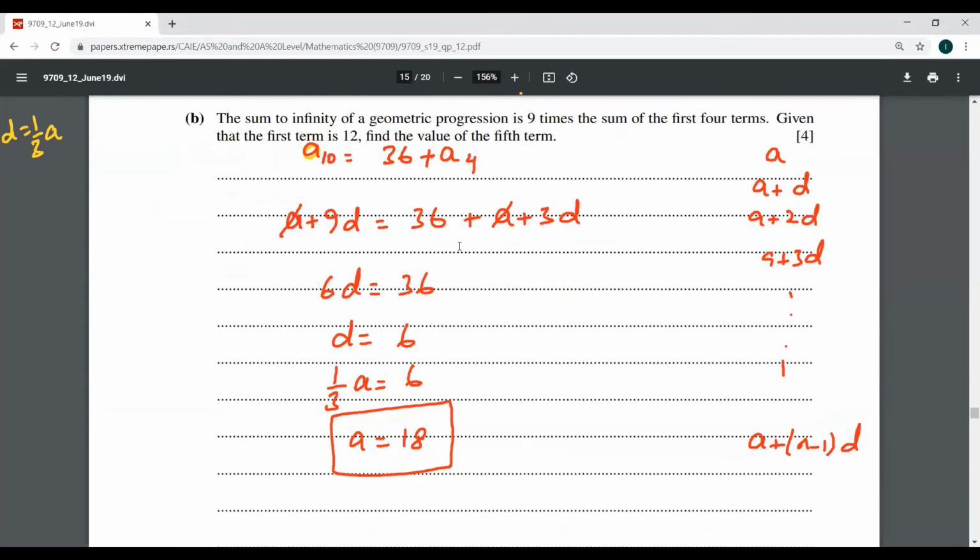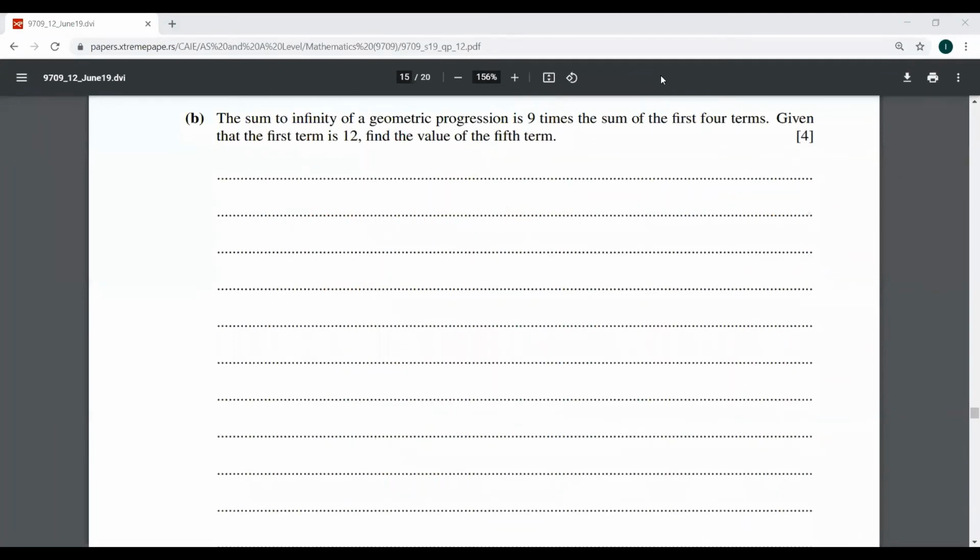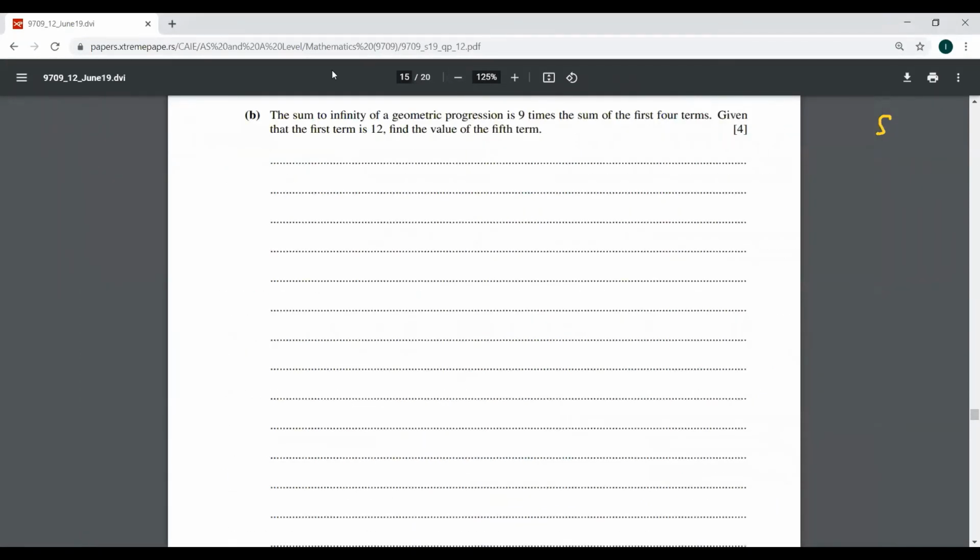Now B part is altogether going to be a different one here. So it says the sum to infinity of a GP is 9 times the sum of the first 4 terms. Oh, so I have to write all the formulas here. First of all, let me write them on the side here. The sum to infinity, let me write it here, so that I can have some space here at the end.